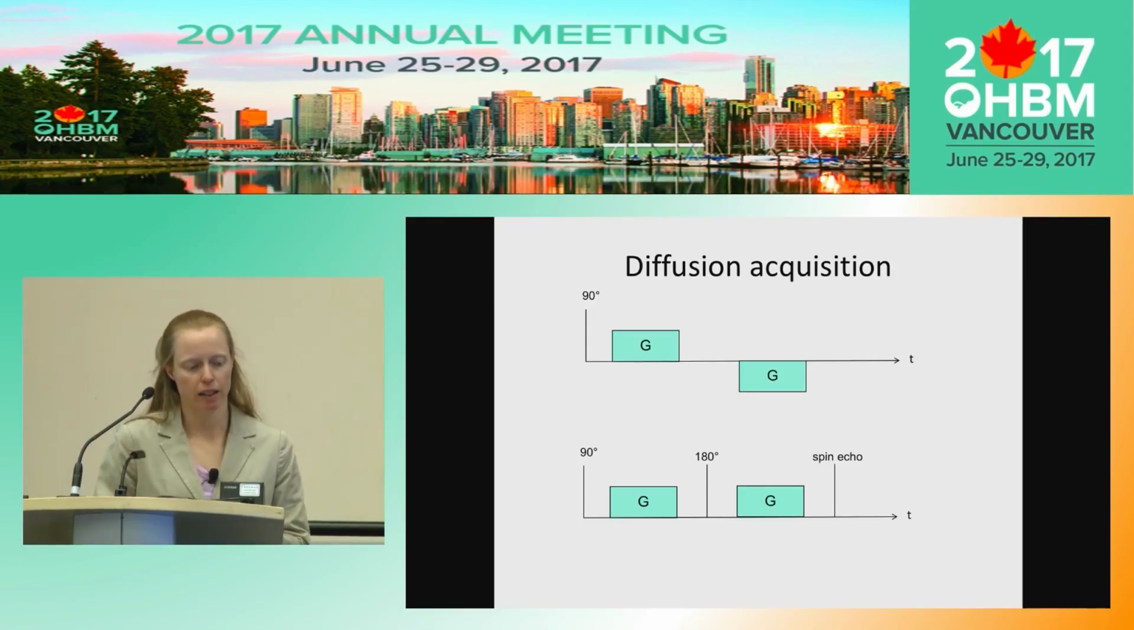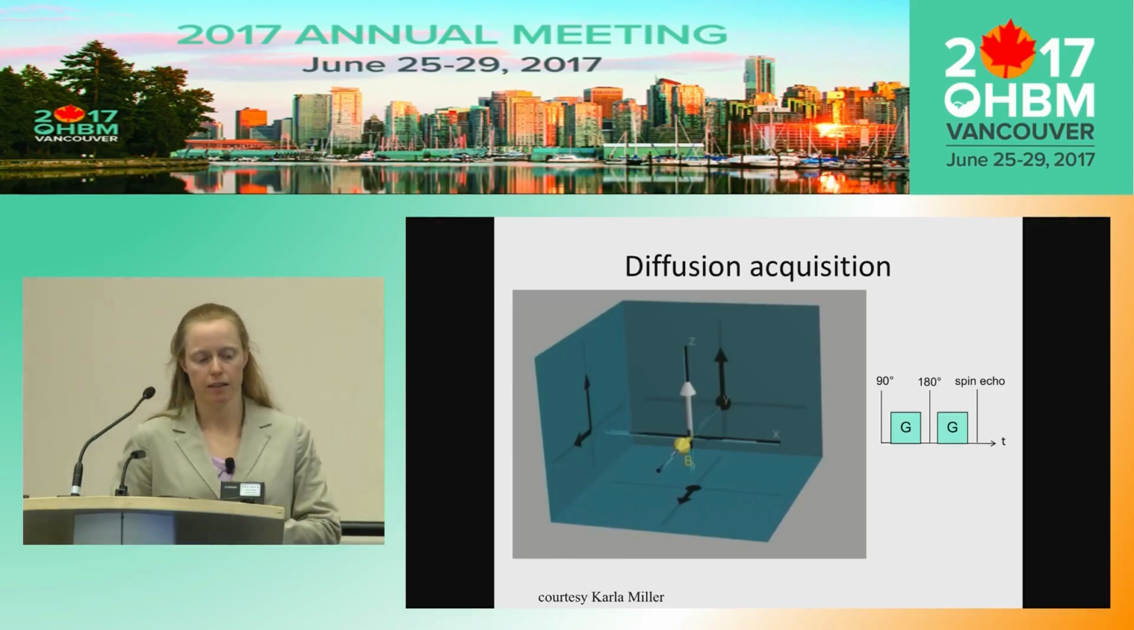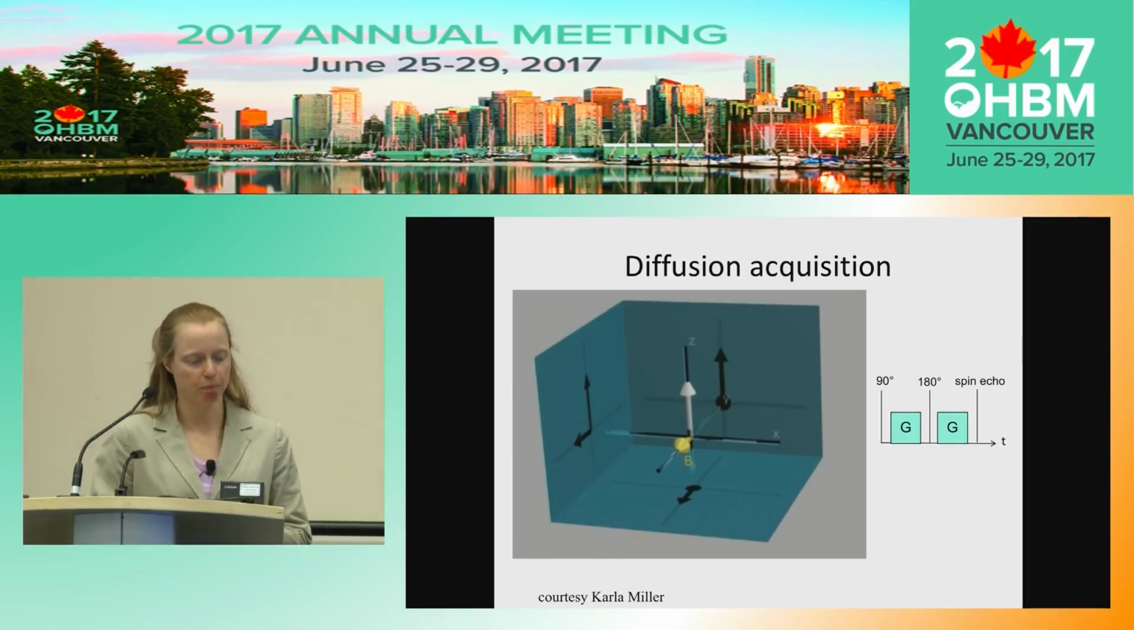But the 180 effectively reverses all previous gradients. So this sequence is, as far as diffusion is concerned, equal to this sequence at the bottom. And with the exception of the polarity reversal, it's equal to the top sequence. So let's look at what the 180 does. What we're going to do here is excite the spin, as we did before. And then we're going to apply the 180 RF pulse. And we'll watch what happens.